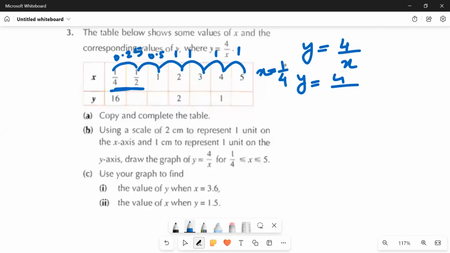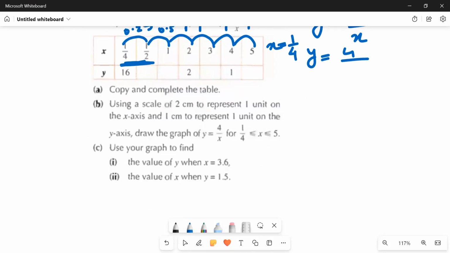Okay, Bismillah Rahman Rahim. Question number 3. Now here in the table values, the graph, if we will see the x values are 0.5. The difference between 1 over 4 and 1 by 2 is 0.25, and 1 by 2 to 1 is 0.5, and all other values have the difference of 1. Now for these two values, we will find these values by putting the values in the function.